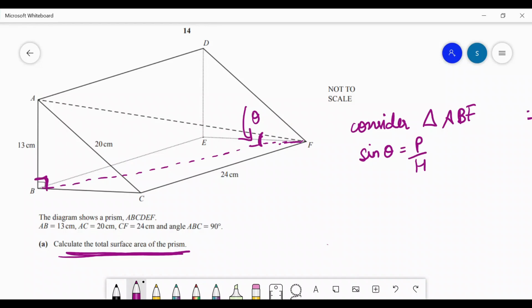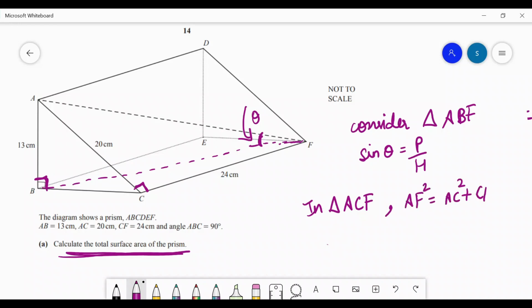So we can use sine theta equal to perpendicular by hypotenuse. But here we do not have the hypotenuse. So let's just find that, which is AF. For that, let's consider triangle ACF. In triangle ACF, this is right angled at C, and because it's a rectangle, it's a right angle at C. So let's find out AF here.